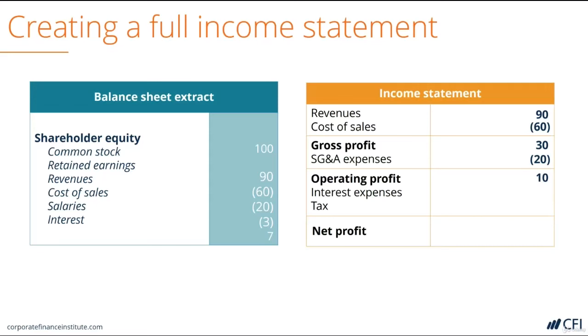Finally, we deduct the interest expense of 3 and the tax bill, which in this case is assumed to be 0. The resulting net profit after deducting these final expenses is 7. And 7 is what flows back onto the balance sheet as retained earnings. You can see why the separate income statement is absolutely necessary, as it would be near impossible to track all of this under the retained earnings account on the balance sheet.